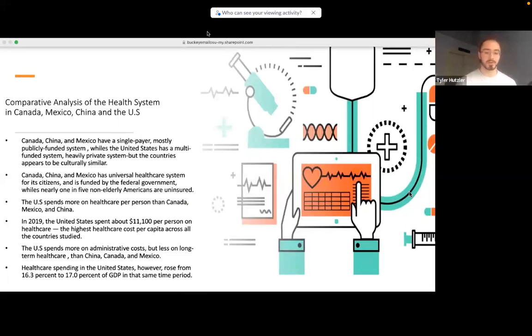The US spends more on healthcare per person than Canada, Mexico, and China. In 2019, the United States spent about $11,000 per person on healthcare, the highest healthcare cost per capita across all countries studied. The US spends more on administrative costs, but less on long-term healthcare than China, Canada, and Mexico. Healthcare spending in the United States, however, rose from 16.3% to 17% of GDP in that same time period.